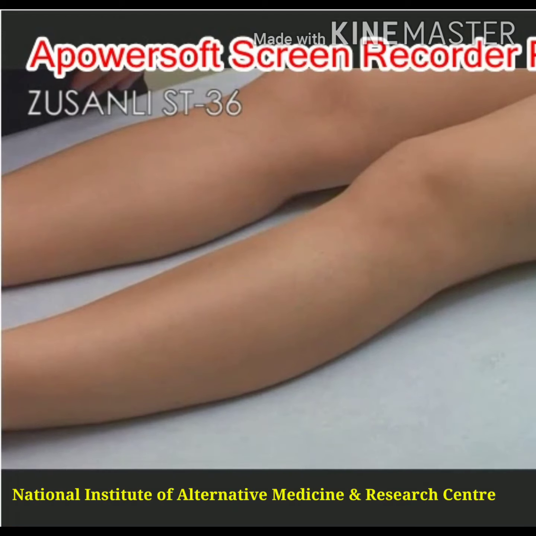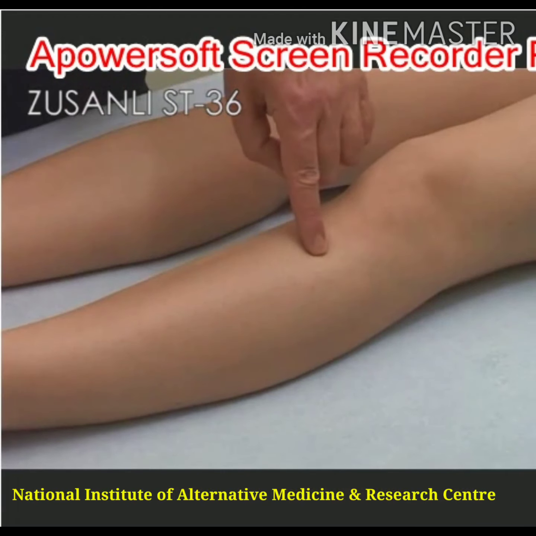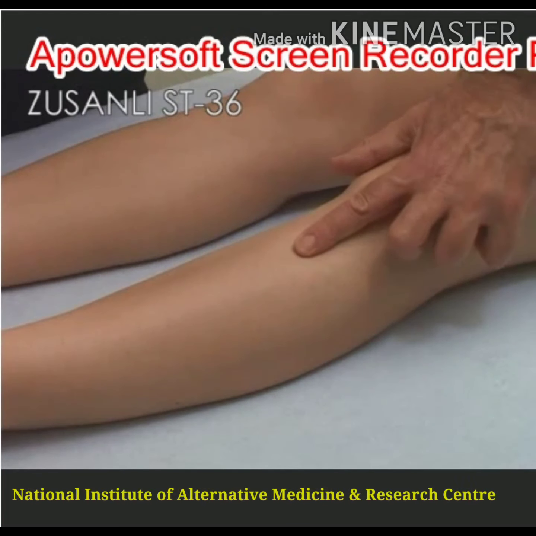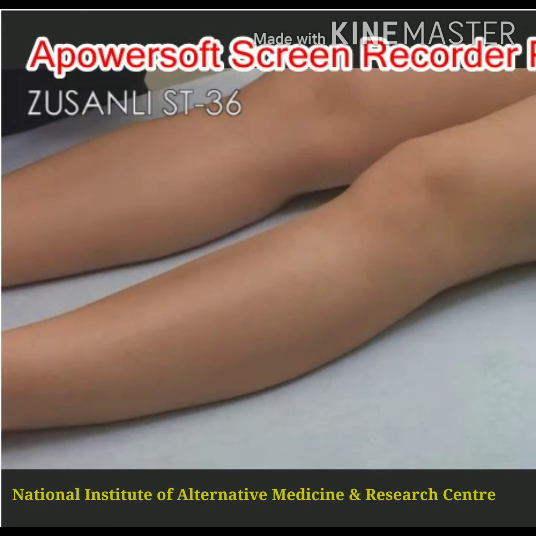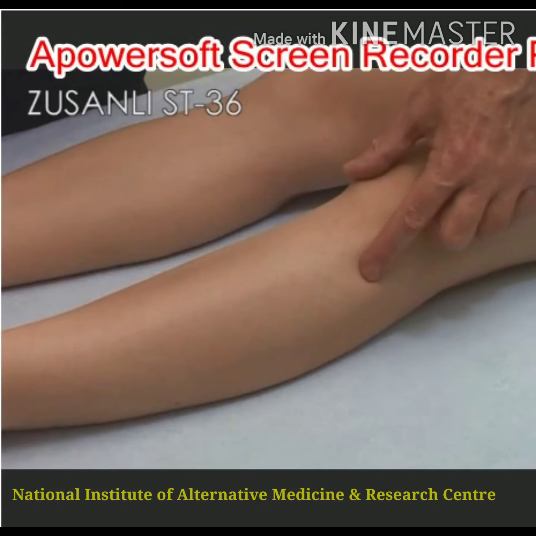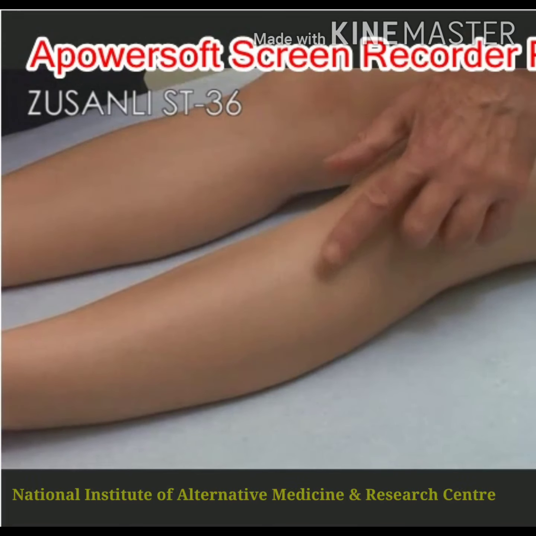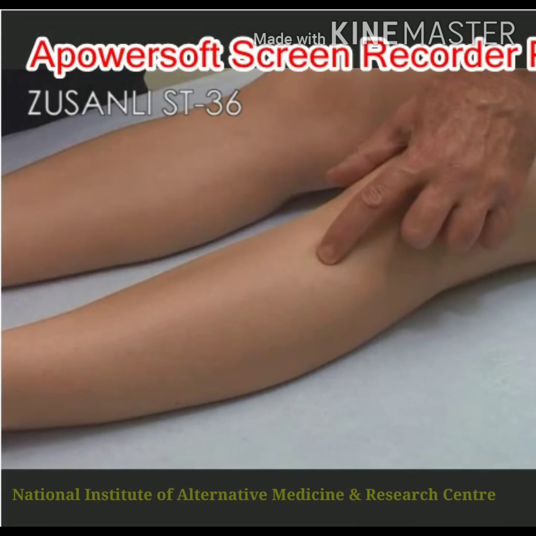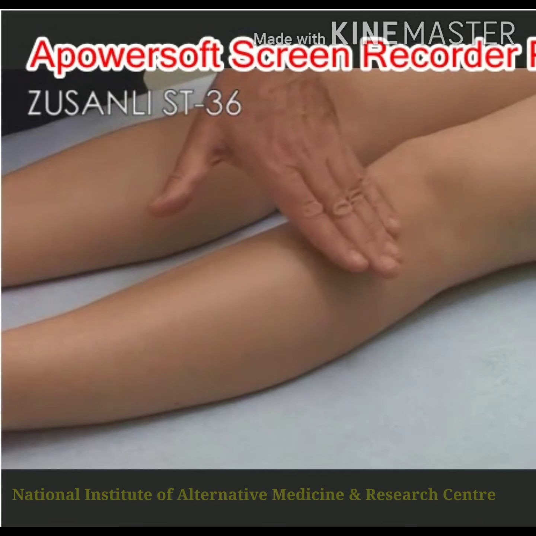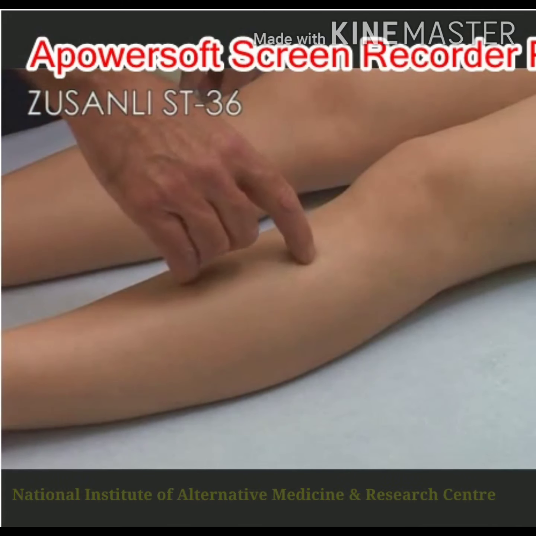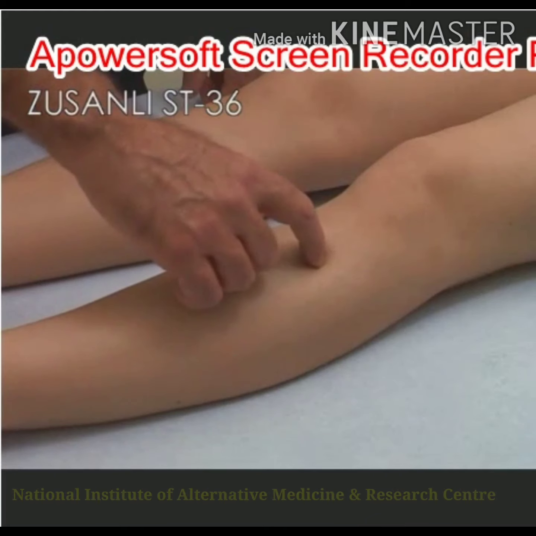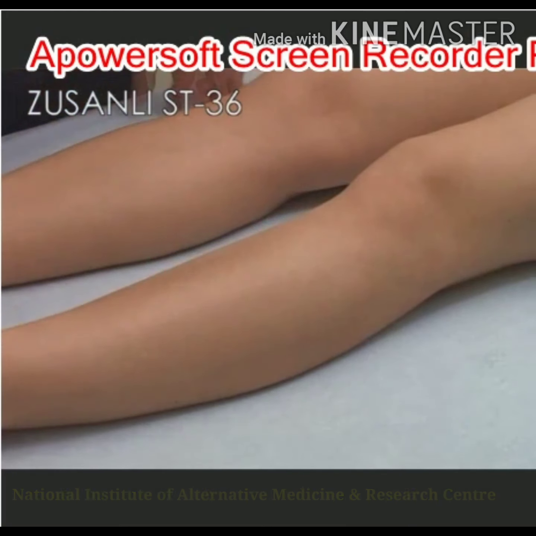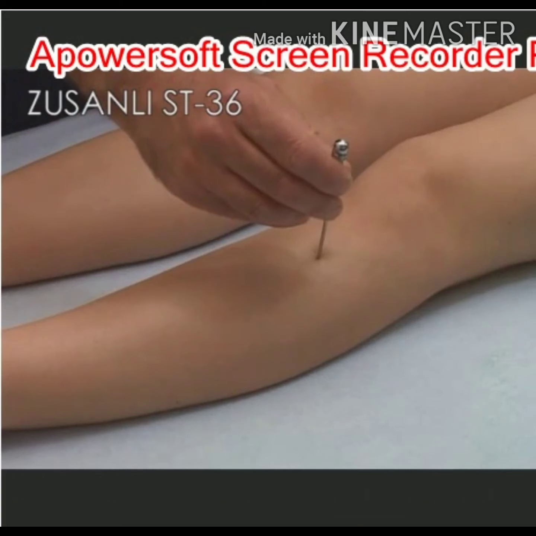Zusanli, stomach 36, is located below the knee, 3 tsün inferior to Dubi, stomach 35, 1 finger breadth lateral to the anterior crest of the tibia. 1. First locate Yanglingquan, gallbladder 34. Zusanli, stomach 36, lies 1 tsün inferior to Yanglingquan, gallbladder 34, and 1 finger breadth lateral to the anterior crest of the tibia. 2. Locate 1 hand breadth below Dubi, stomach 35. Perpendicular insertion 1 to 1.5 tsün.